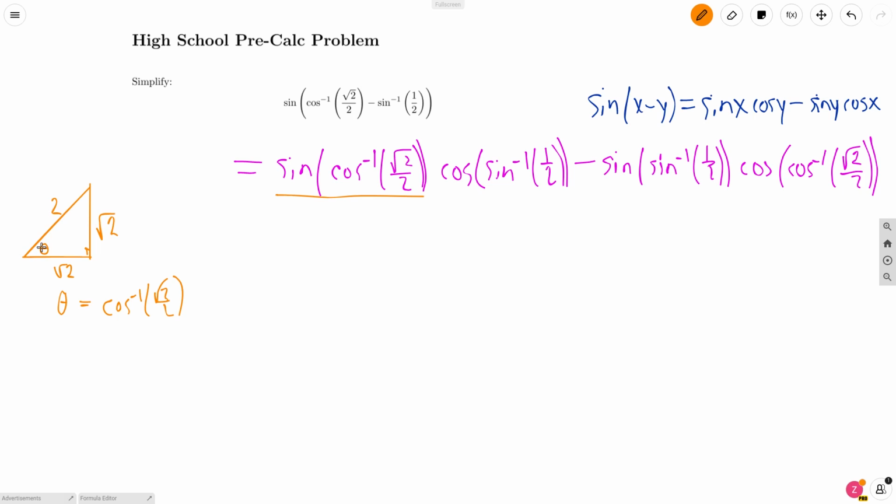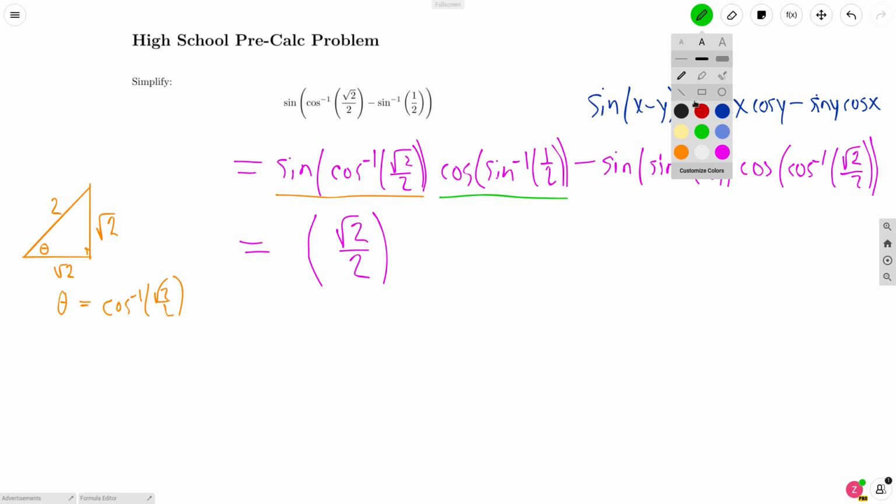What is sine of theta here? Sine is opposite over hypotenuse, so our answer here is square root 2 over 2. So we have that this is equal to square root 2 over 2. Now let's go ahead and calculate this expression. We're going to do a very similar thing. We need to create another right triangle.